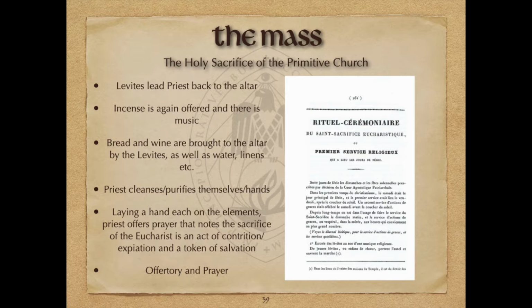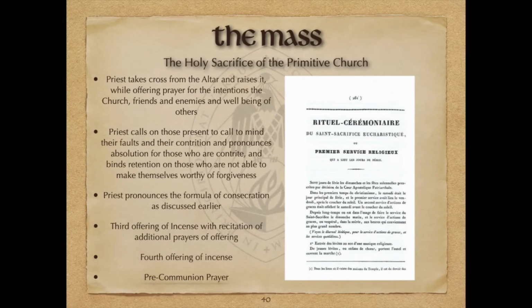So functionally, it's an act of reconciliation with the divine when you put it all together, using the different terms under which they describe the ritual. The Eucharist is seen as an act of reconciliation, in my opinion. Further, after this, there is, of course, another offertory and another prayer. After this additional prayer, the priest takes the cross from the altar and raises it up while offering intentions for the church, friends and enemies, as well as the well-being of others.